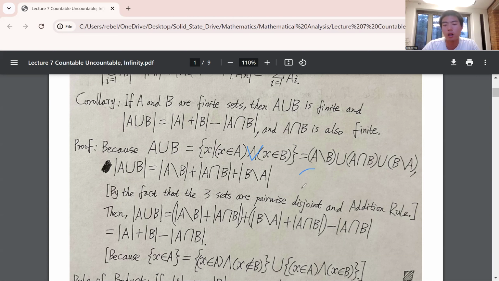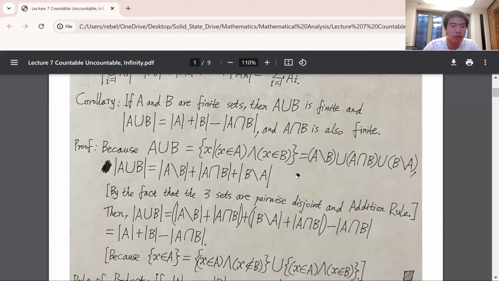In a Venn diagram, this is A and this is B. The first case is here, the second case is here, and the third case is here. They are all pairwise disjoint sets. By the addition rule, if we calculate the cardinality, we get the sum of the cardinalities of each of these sets because of their pairwise disjoint property.